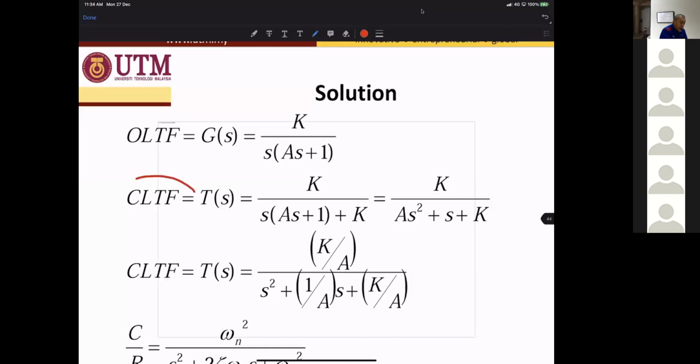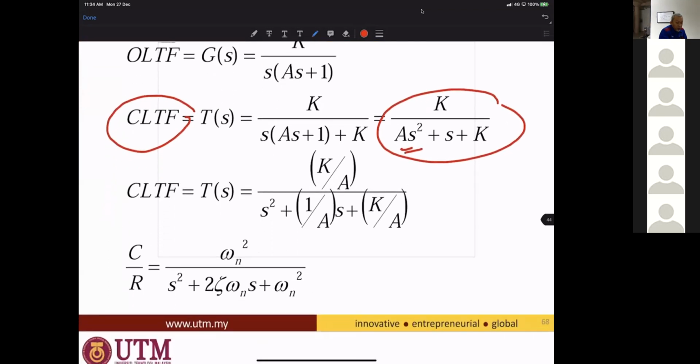Then if you apply a closed loop transfer function, it becomes K over A S square plus S plus K. So you simplify so that S square is alone, with no coefficient there. So it will become K over A over S square plus 1 over A S plus K over A. Because we want to compare this simplified transfer function to the second order standard, which is omega n square over S square plus 2 zeta omega n S plus omega n square.